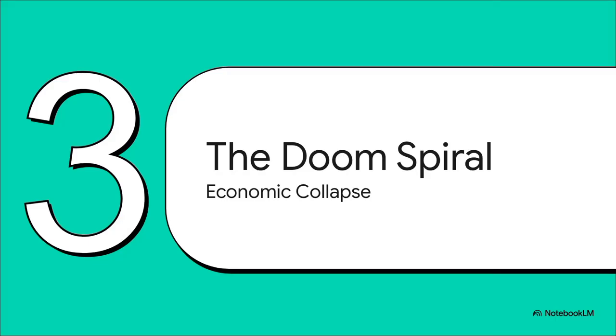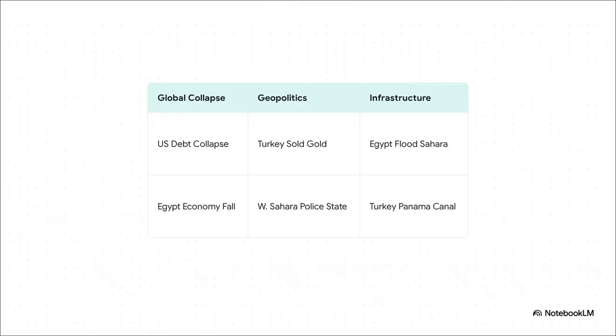Moving right along to Section 3, the economic doom spiral. Now, let's steer away from the main video and look at the sidebar recommendations. What does the algorithm suggest next to keep viewers hooked? In the raw data, it looks totally disjointed and chaotic, but when we organize it, distinct macro trends instantly emerge. We can neatly categorize them into global collapse, geopolitics, and infrastructure.